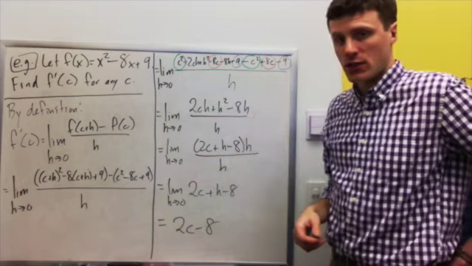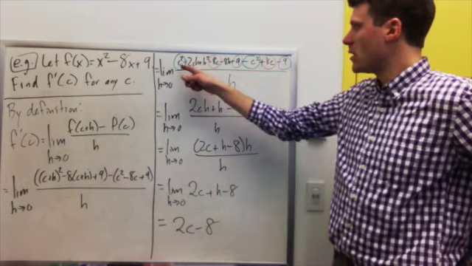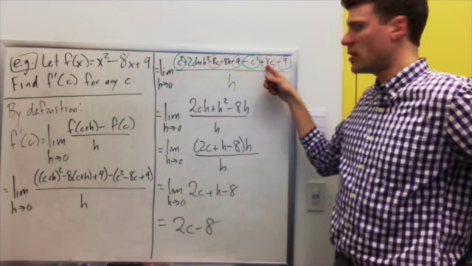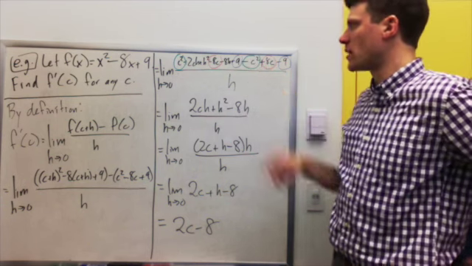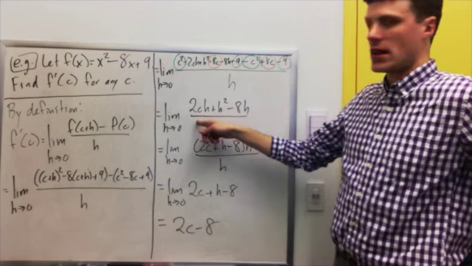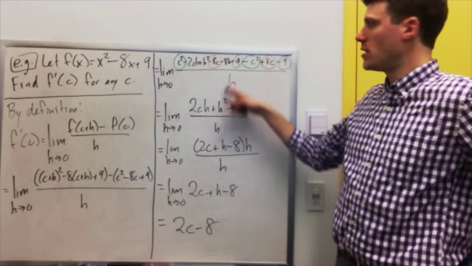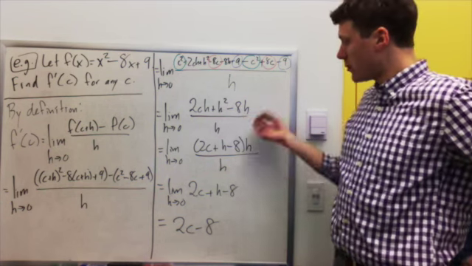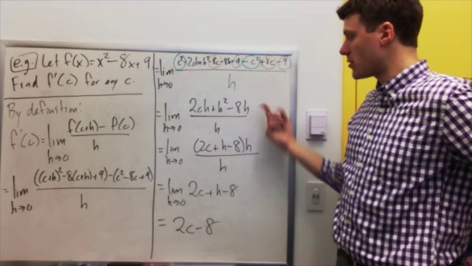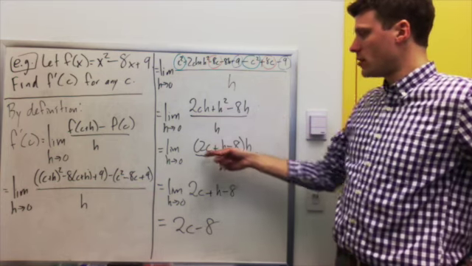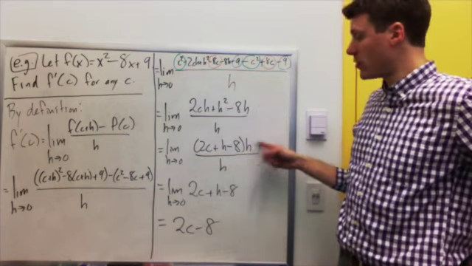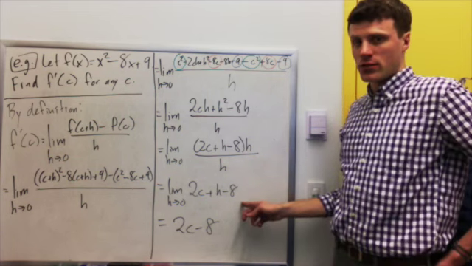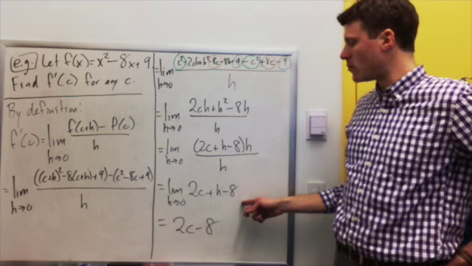There's a lot of cancellation that happens now. I combine like terms. C squared minus c squared goes away, minus 8c and plus 8c goes away, and plus 9 and minus 9 go away, leaving me with 2ch plus h squared minus 8h all divided by h. Okay, now what I'm left with is something that has a factor of h on top. I pull that out, and I've got (2c plus h minus 8) times h over h. The h's cancel, leaving me with the limit as h goes to 0 of 2c plus h minus 8.